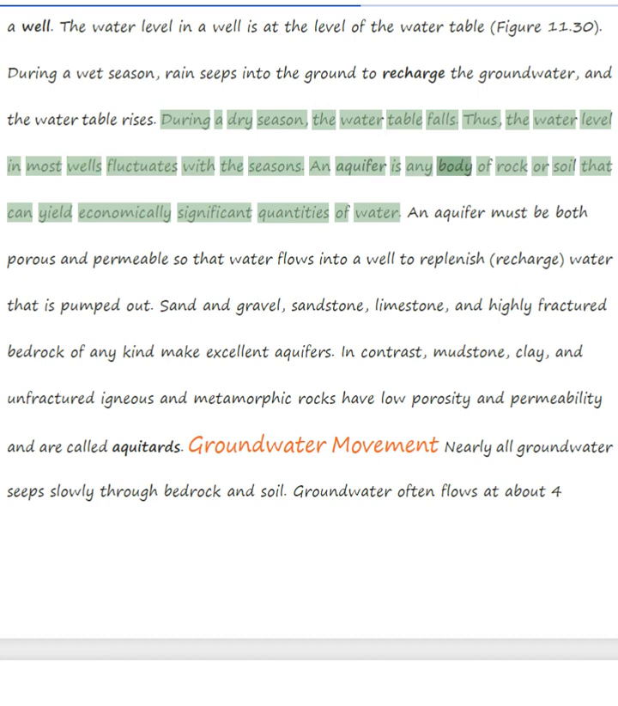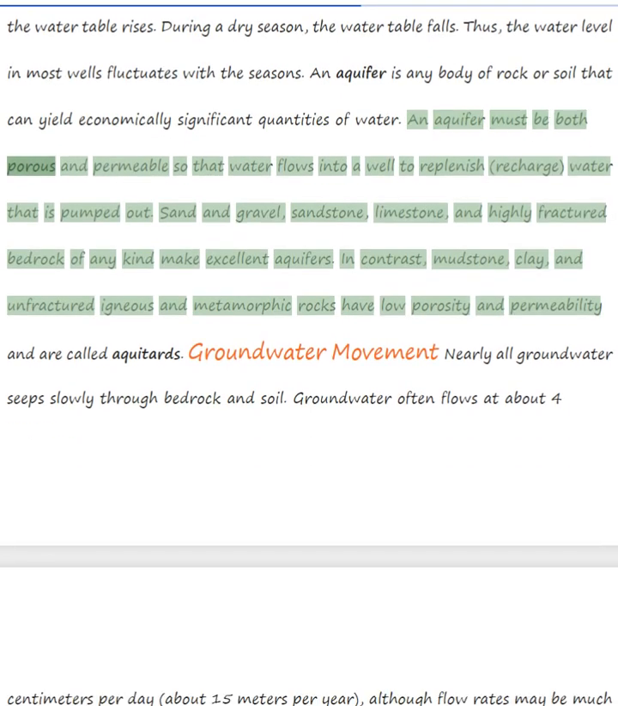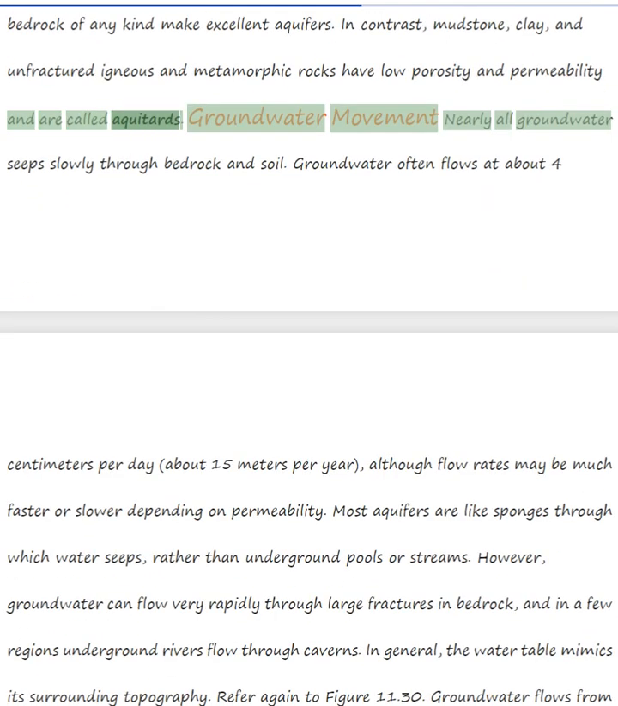An aquifer is any body of rock or soil that can yield economically significant quantities of water. An aquifer must be both porous and permeable so that water flows into a well to replenish water that is pumped out. Sand and gravel, sandstone, limestone, and highly fractured bedrock of any kind make excellent aquifers. In contrast, mudstone, clay, and unfractured igneous and metamorphic rocks have low porosity and permeability, and are called aquitards.